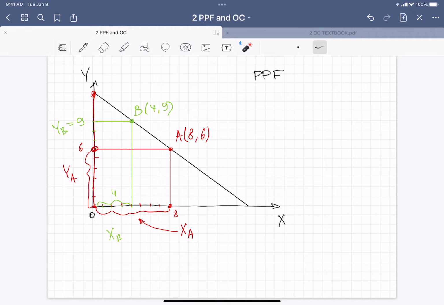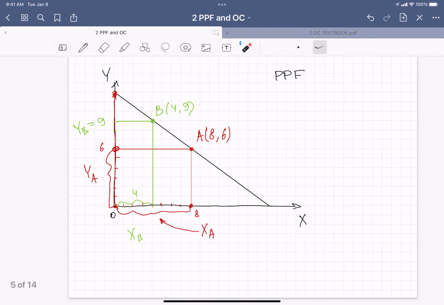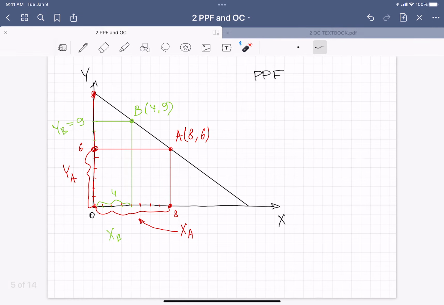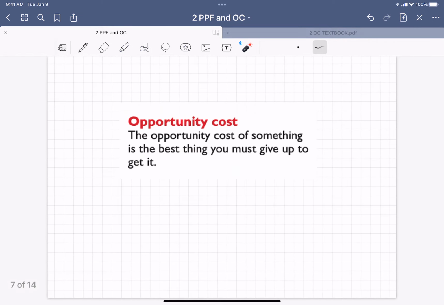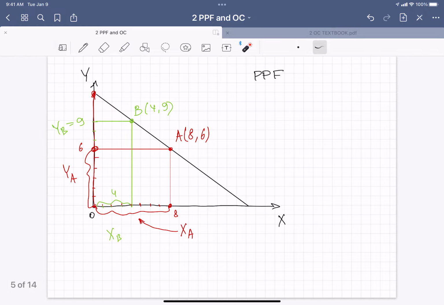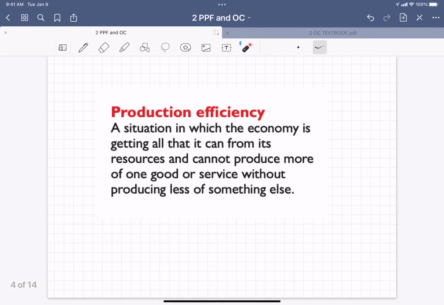All right, so now we've got 2 points, and we can use them to explain other things here. But before we get there, remember we wanted to understand something about efficiency. Yeah, production efficiency right here. Again, it's a situation in which the economy is getting all that it can from its resources and cannot produce more of one good or service without producing less of something else.